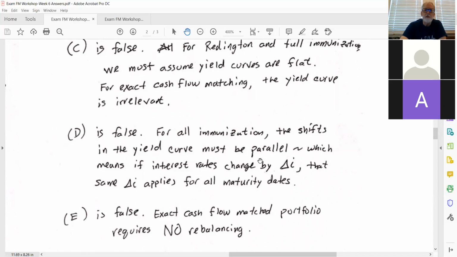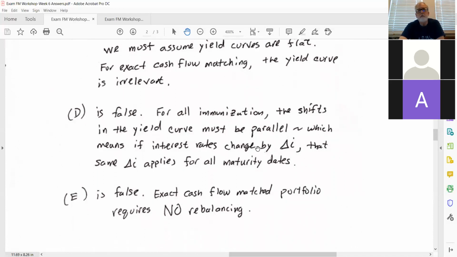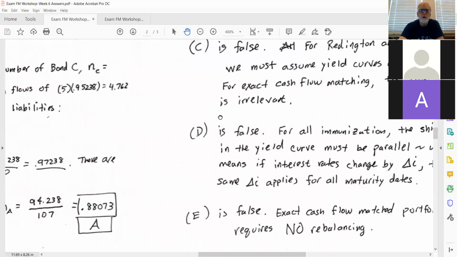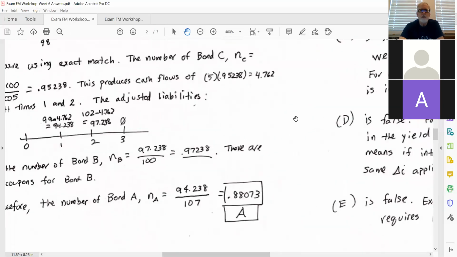So you need to know a little bit of investing type stuff to answer those kind of questions. On we go then to number 7.